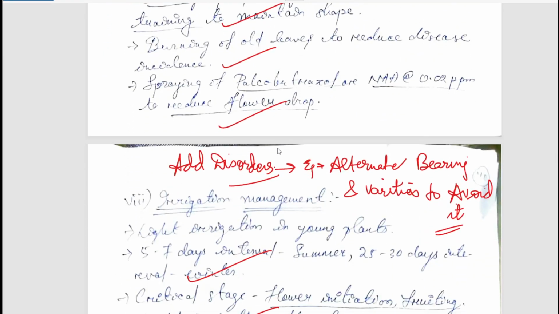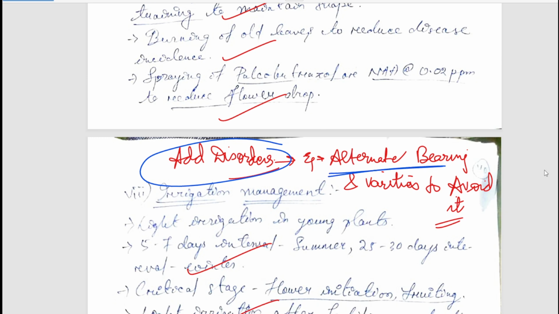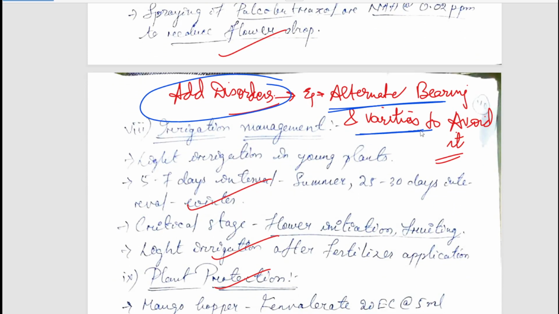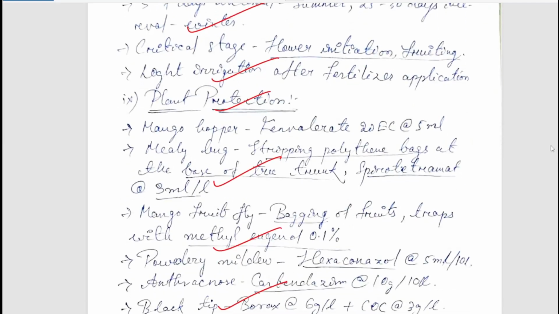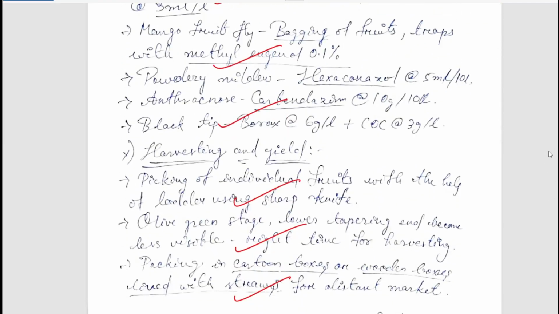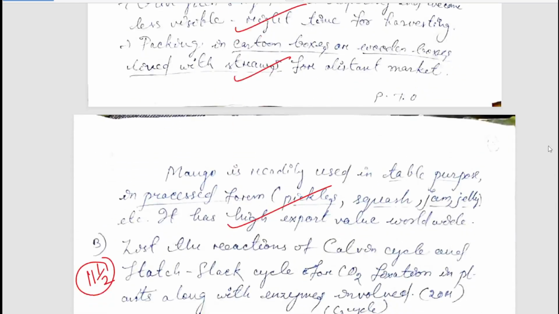And I think the student has missed disorders that could be written, such as alternate bearing, and varieties such as Amrapali that are used to avoid alternate bearing. So those varieties can also be mentioned. So good answer. Now let's move to the next question.